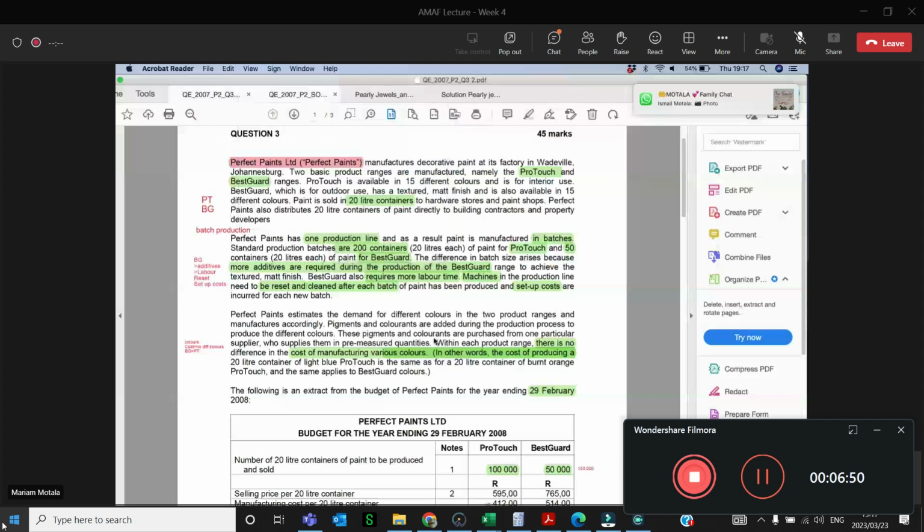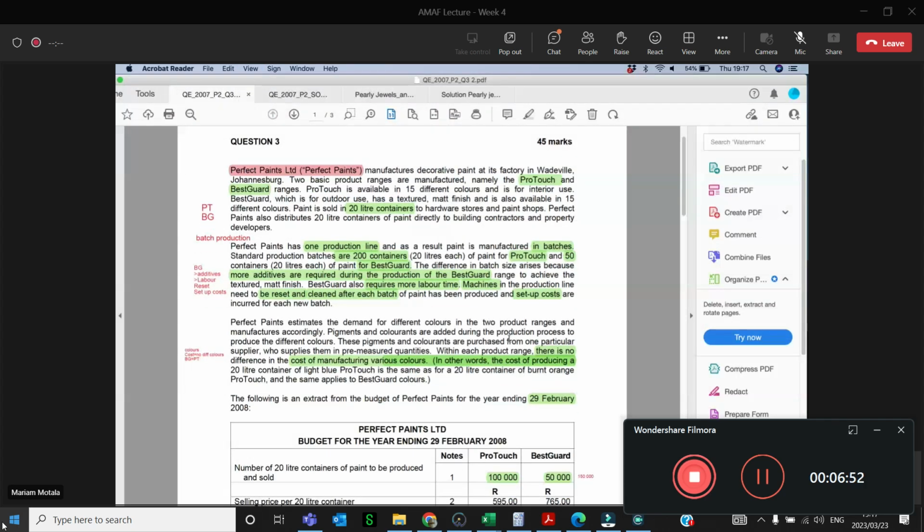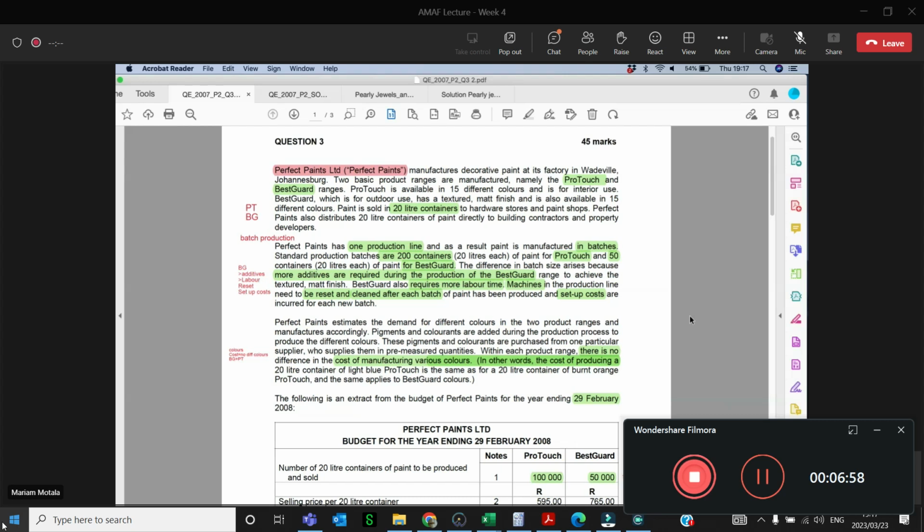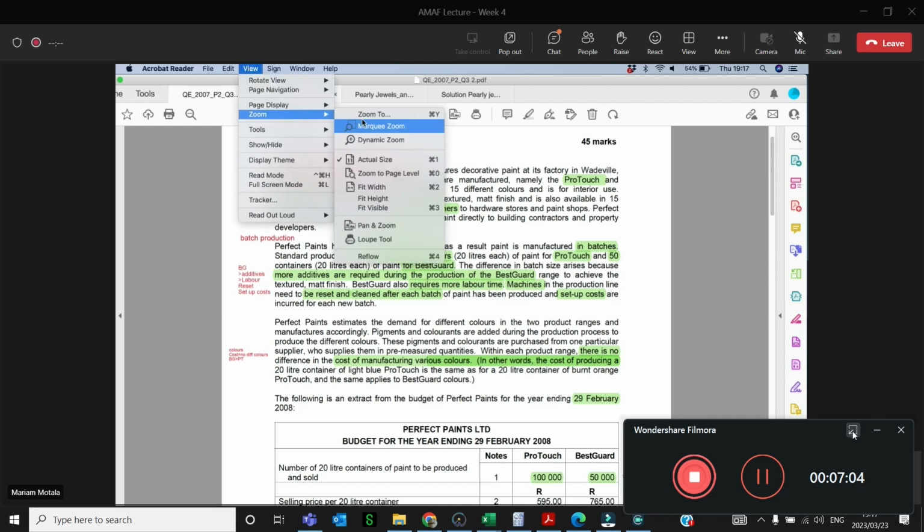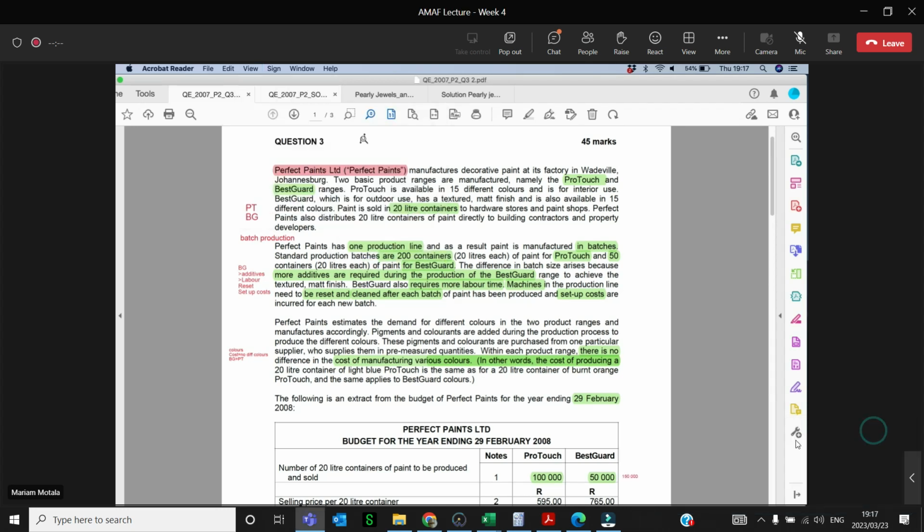Okay, can you see this screen, people? Mariam, why don't you minimize the sidebar? That's better. Okay, I don't know how to. The problem is, the minute I use the dynamic zoom, it becomes a bit too big.